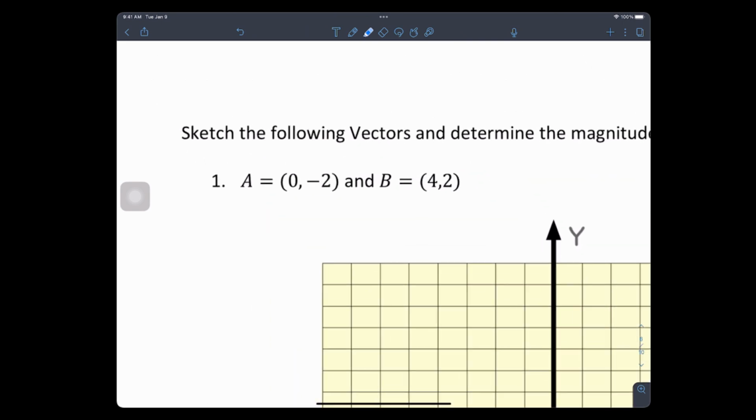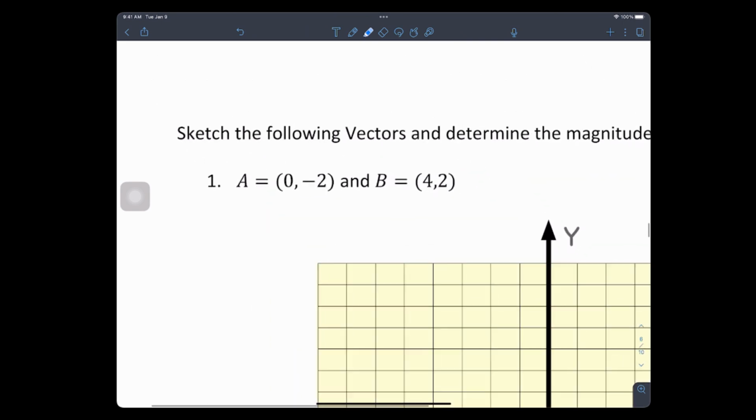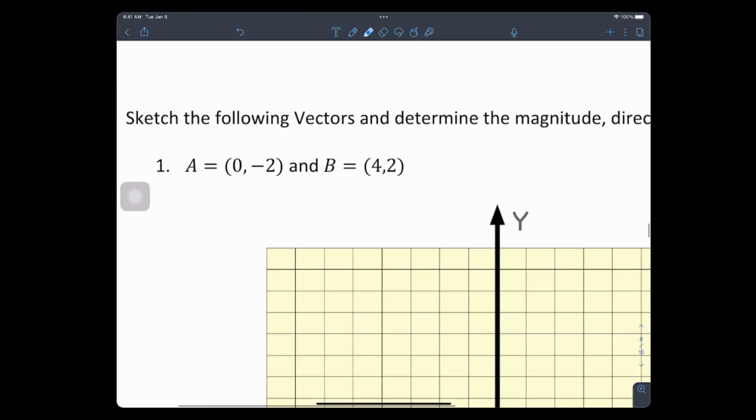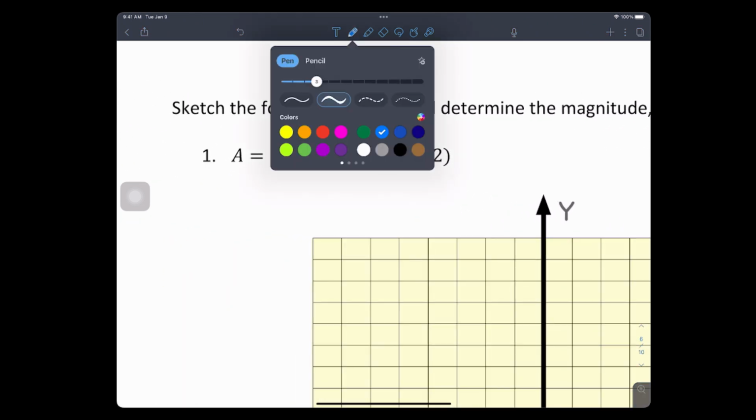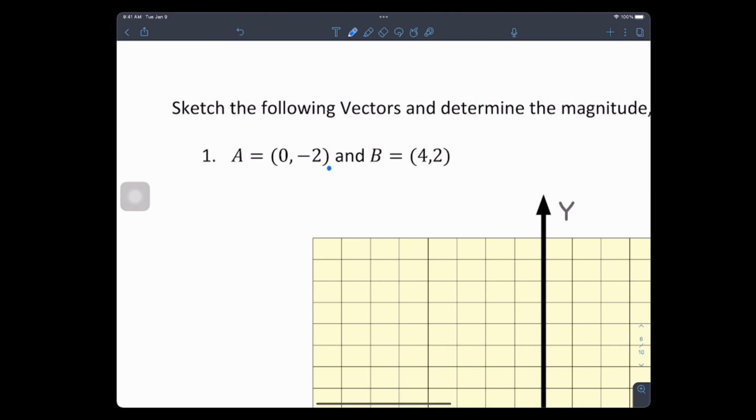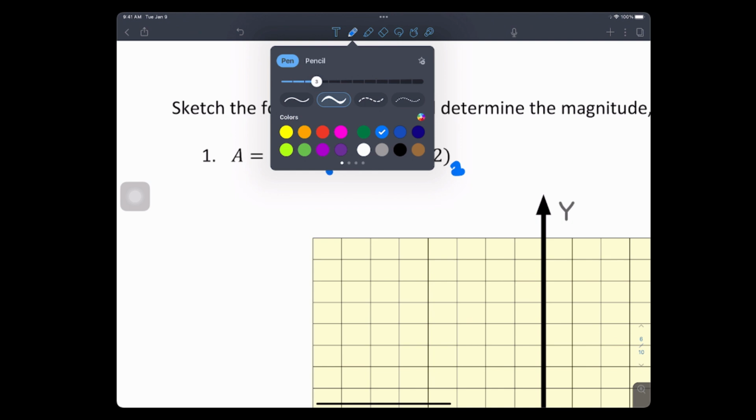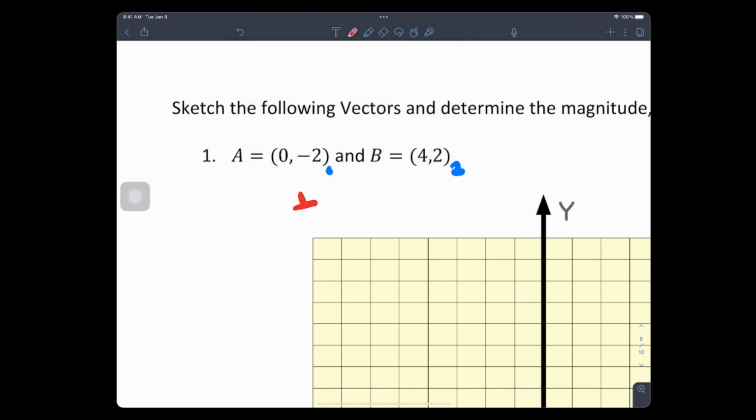So here we go. They're going to give you A and B again, where this is going to be our initial point here. Call that the initial point, and this the terminal point. Don't forget, here's my x coordinate, here's my y coordinate. Here's my x coordinate, here's my y coordinate, ladies and gentlemen.